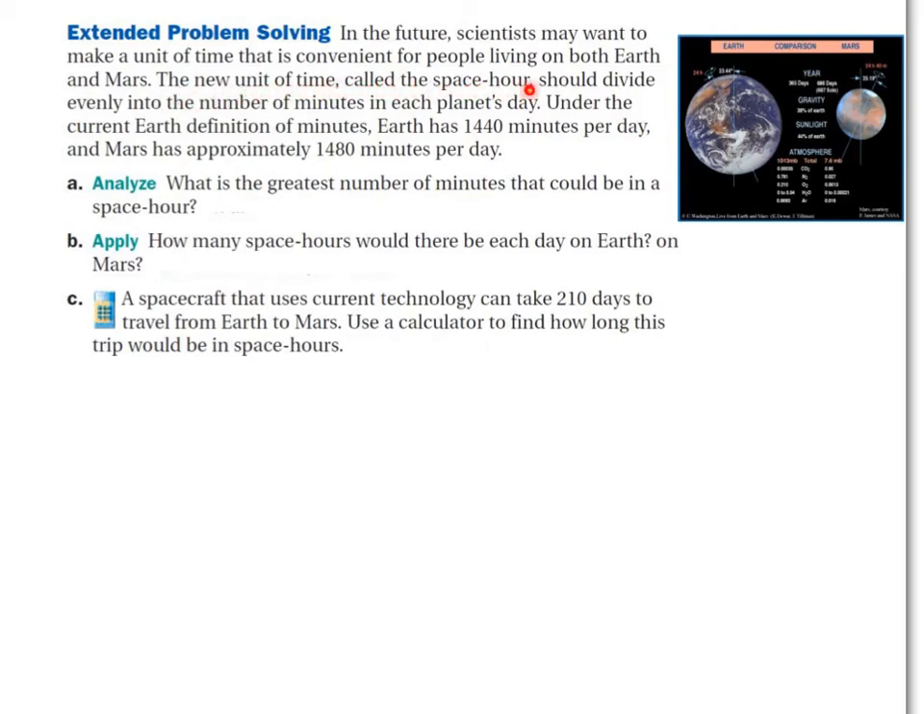The new unit of time, called the space hour, should divide evenly into the number of minutes in each planet's day. Thus, you are looking for a common factor. In this case, you are looking for the greatest of the common factors, known as the greatest common factor, hence the name. So find the GCF of those two numbers, and you'll have done part A. But remember, explain yourself, show your work, all right?